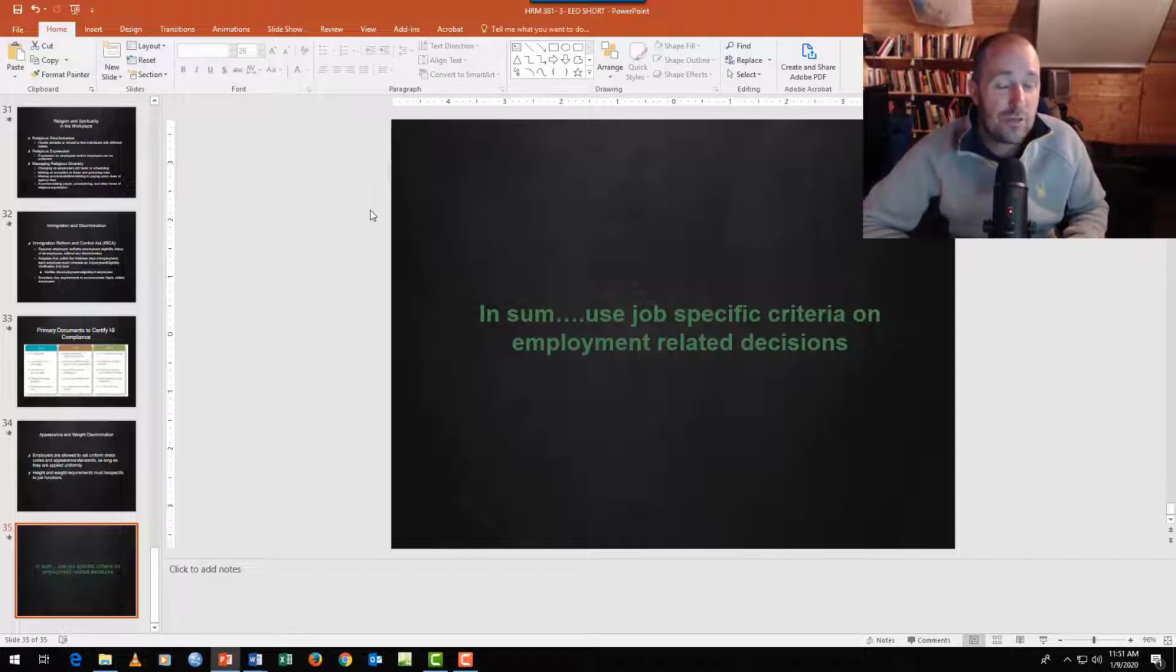In sum, use job-specific criteria on every employment-related decision. Who gets a raise? Who gets laid off first? Who gets hired? Who gets fired? Who gets promoted? Who gets to go on this trip with the CEO? Who gets to be in the managerial training? Whose MBA are you going to pay for? Just make sure they're job-specific criteria down the line.